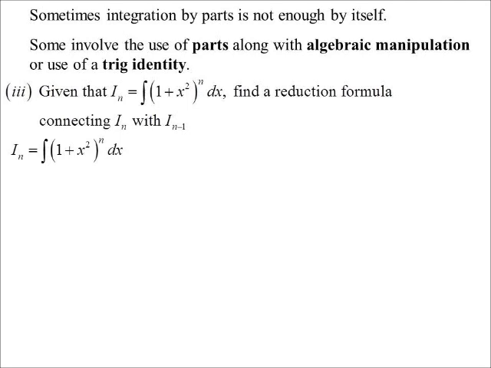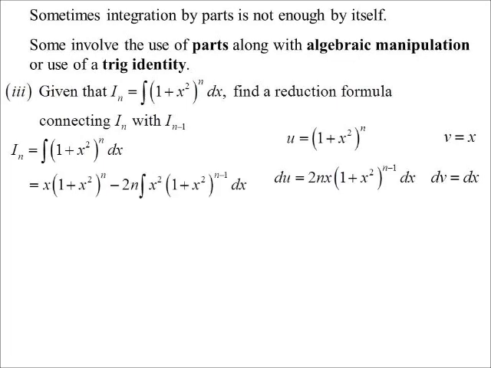Okay. So I_n is the integral of (1 plus x squared) to the power of n. Well, I'm going to start off with parts, because as I say, a lot of them are done that way. So if I let u equal (1 plus x squared) to the power of n, then du is 2nx(1 plus x squared)^(n-1), and dv is dx, v is x. So we get uv minus the integral of v du.